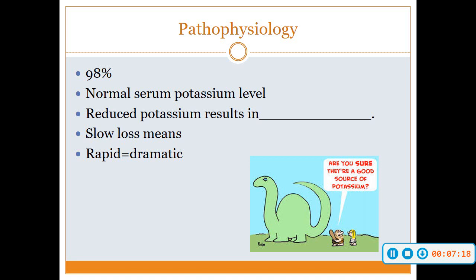So slow gradual loss allows our cells to kind of help us compensate and release some of that potassium into our extracellular fluid. Okay, so we might be slow to show signs and symptoms of hypokalemia because our body's trying to compensate, because 98% of our potassium is in our cell. So our cells are like, yeah, I can give a little. So we might not see all those signs and symptoms of hypokalemia until our potassium level is extremely low.